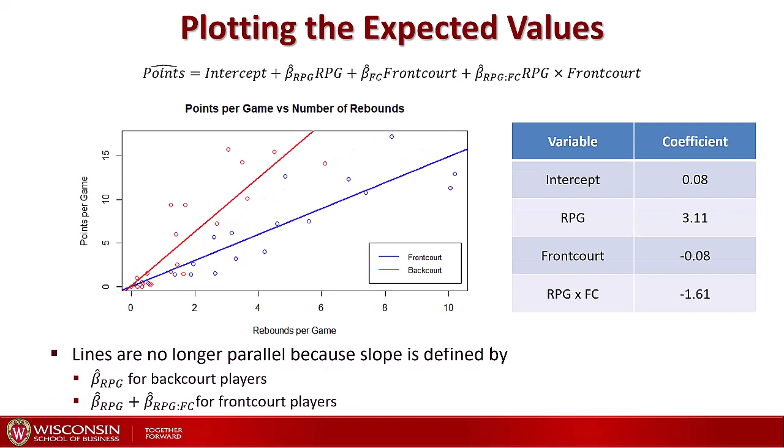Now let's add the interaction term RPG times front court, and we can see that now the lines are no longer parallel. If front court equals 0, then the slope will be just beta hat RPG, whereas if front court is 1, then the slope will be beta hat RPG plus beta hat RPG and FC, the interaction slope. We can see here that the interaction slope is minus 1.61, so it's negative, and that's why the blue line, the front court line, has a lower slope than the red line. The magnitude of the slope is lower.